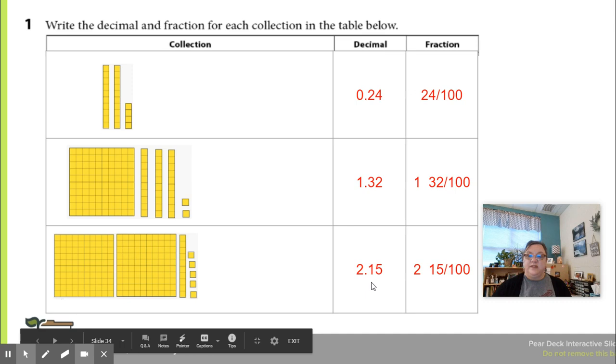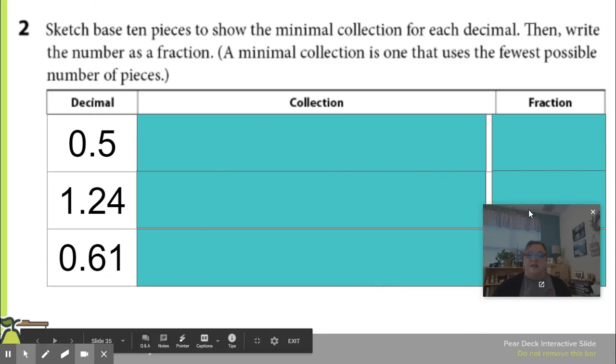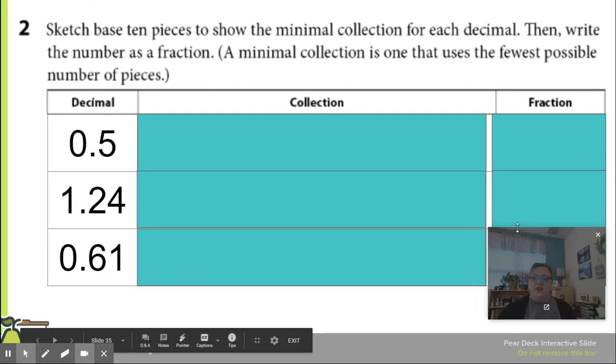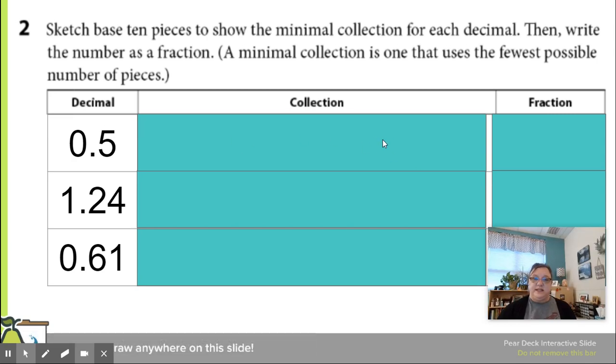Okay, hope it's getting easier. Okay, so this is a little bit different. You're going to be drawing those base 10 pieces. Sketch base 10 pieces to show the minimal collection for each decimal. Then write the number as a fraction. Here's a little vocab for you. A minimal collection is one that uses the fewest possible number of pieces. So you don't want to use a whole bunch of units perhaps, if you could use your tenths.